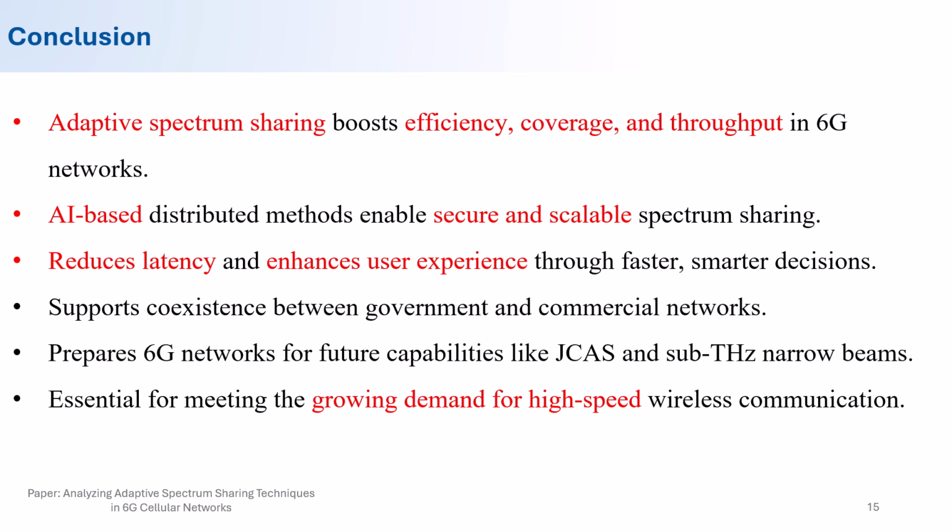In conclusion, spectrum sharing will be a backbone for 6G networks. Distributed AI driven sharing will improve spectrum efficiency, reduce latency, enhance network reliability, and support future advanced features like joint communication and sensing, JCAS, and sub-THz communications. Without smart sharing, 6G's potential would be limited.